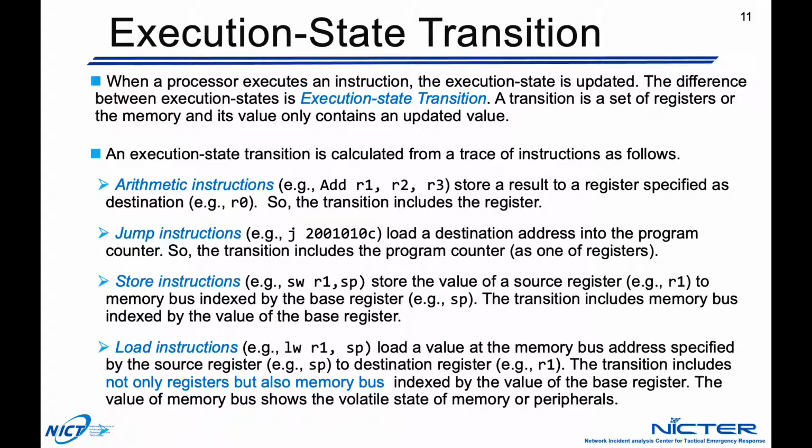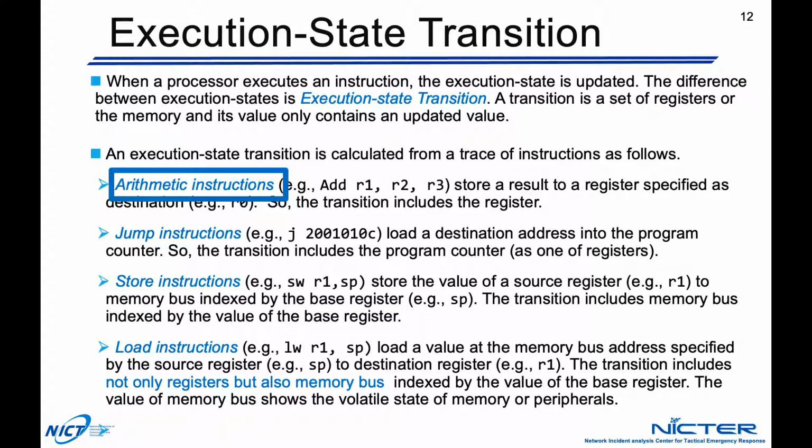When a processor executes an instruction, the execution state is updated. The difference between execution states is the execution state transition. A transition is the set of registers or memory and their values, and it only contains updated values. An execution state transition is calculated from a trace of instructions as follows.